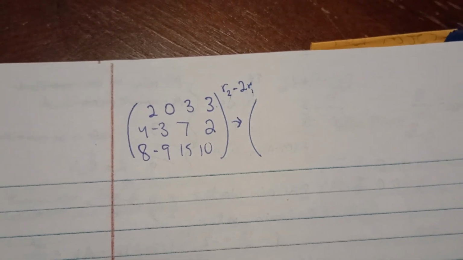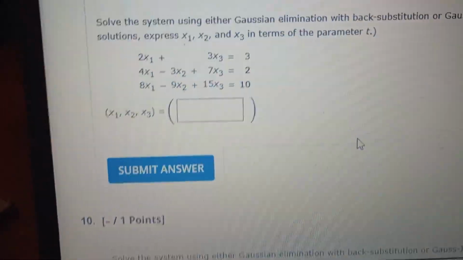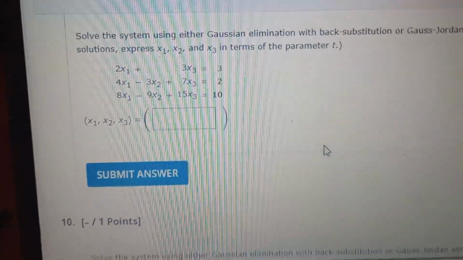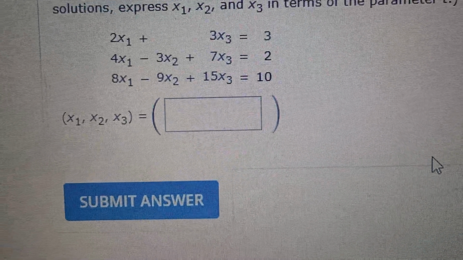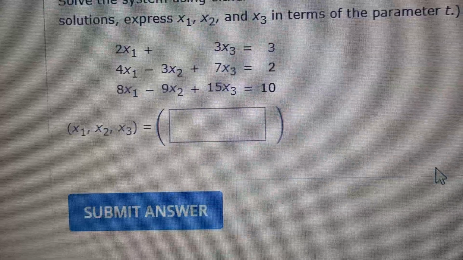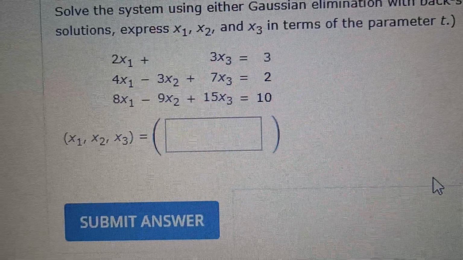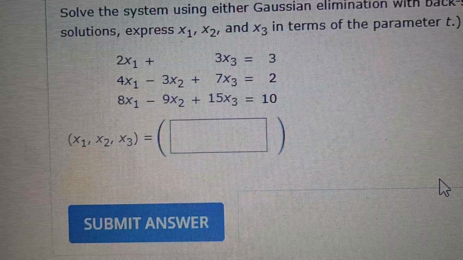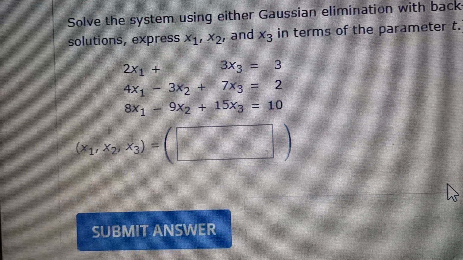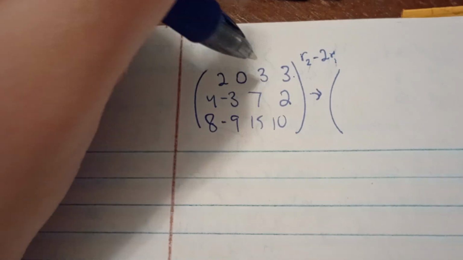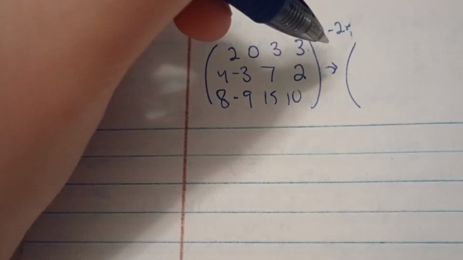Okay, so we're working with matrices, and we have to use this to solve it. What we do is we use the coefficients. See how in the first row, 2 is the coefficient, and then there's a blank space, so it's 0x2. And then 3x3 equals 3, so 2, 0, 3, 3. So we put that here, 2, 0, 3, 3. And then that's how we get the rest of these.